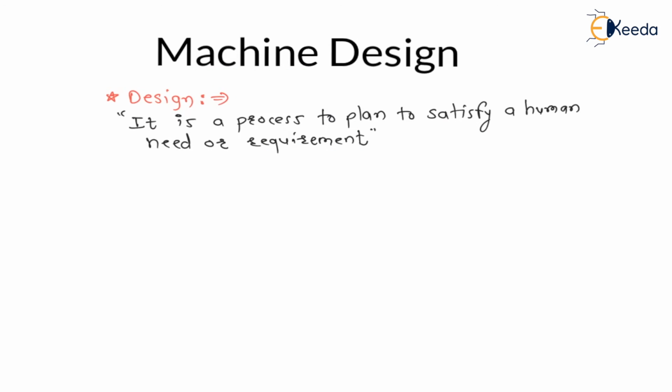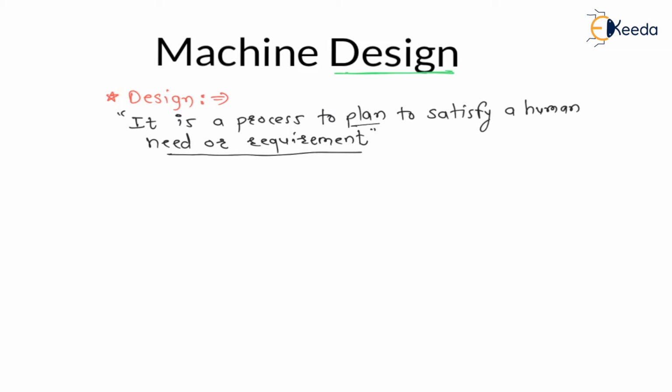Now we will define the meaning of design. Design is nothing but a process to plan to satisfy human needs or requirements. Now let's again break this definition. Design is a process to plan and to satisfy the human needs and requirements.